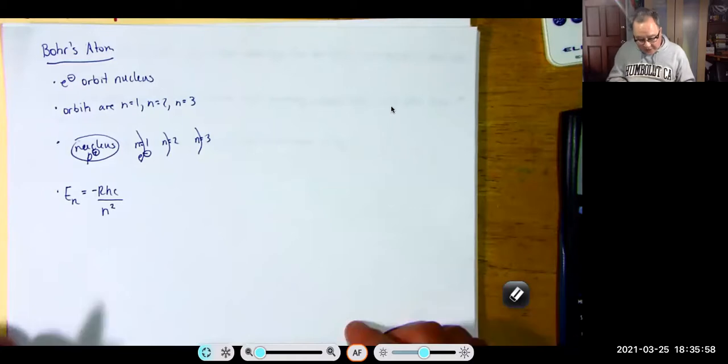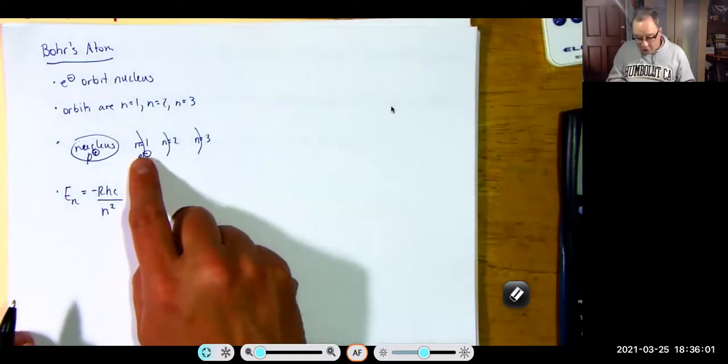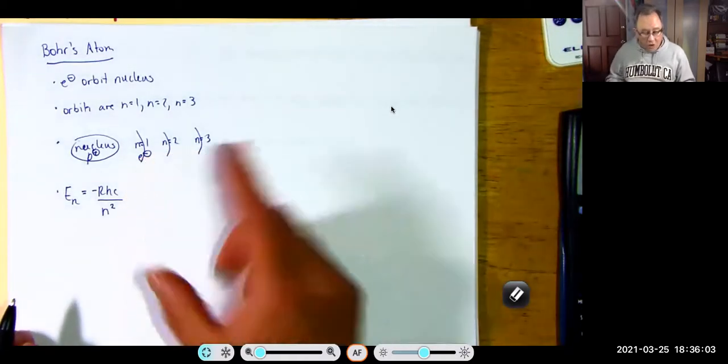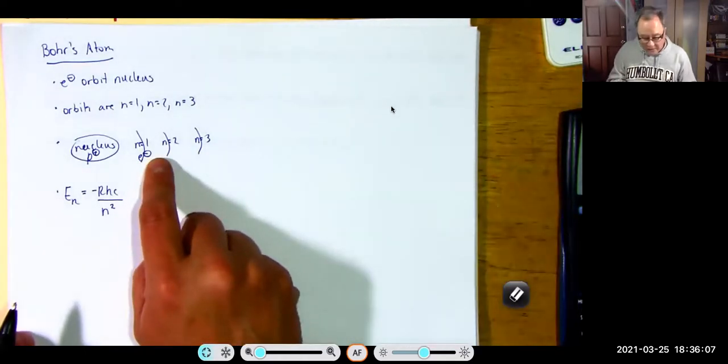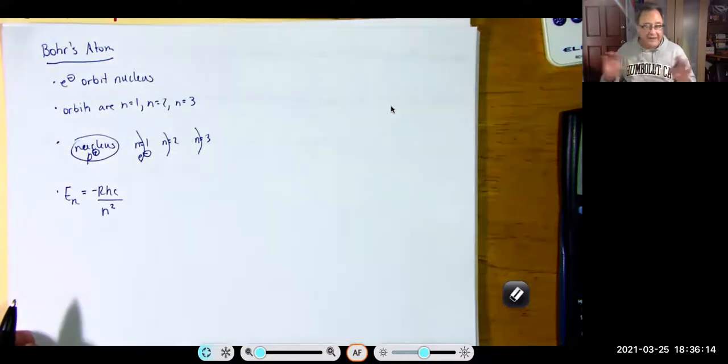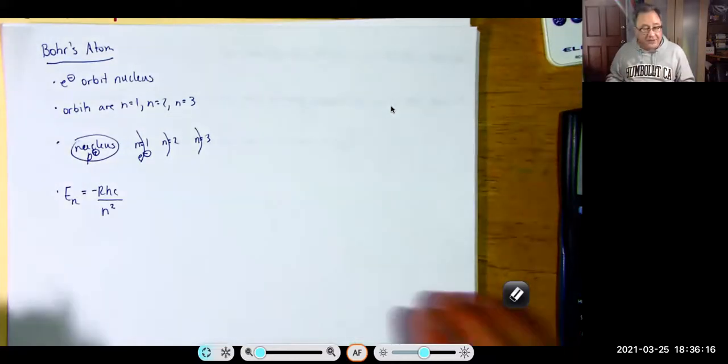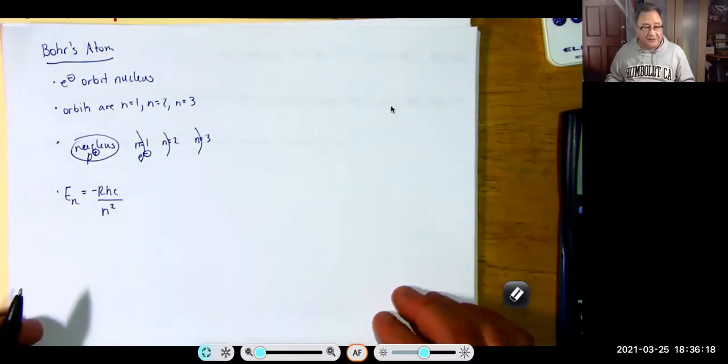Secondly is, why does the electron have to be in the first orbit or the second or the third or the fourth? Why can't it be in between these two orbits? With Bohr's atom, that's not a possibility. He said that it has to be in one of these orbits, and that's it. So what's the reason? And the answer is, he doesn't have a reason.